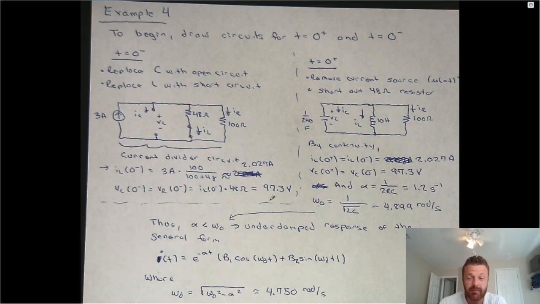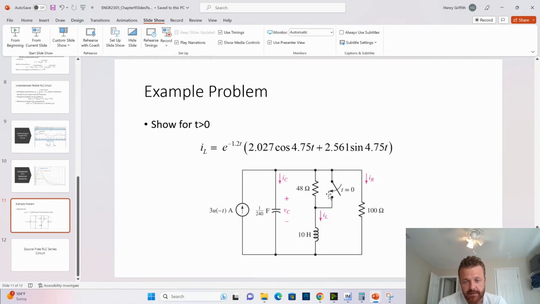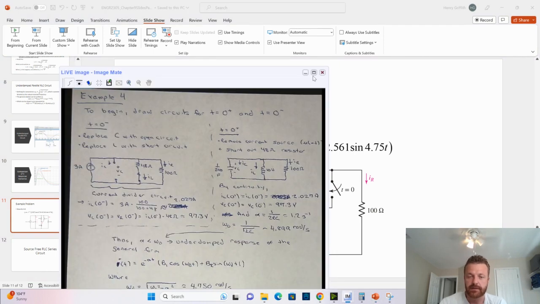Now let's redraw the circuit right when the switch closes. Once this switch closes, it's going to short out the 48 ohm resistor, so we don't have to draw that in our updated circuit. In addition, at t equals 0, this current source is going to turn off, which leaves us with just a capacitor. Once this resistor is shorted out, this branch will just be an inductor in parallel with a resistor. So it will be a source-free RLC circuit once t is greater than 0. That's all that I've redrawn here.